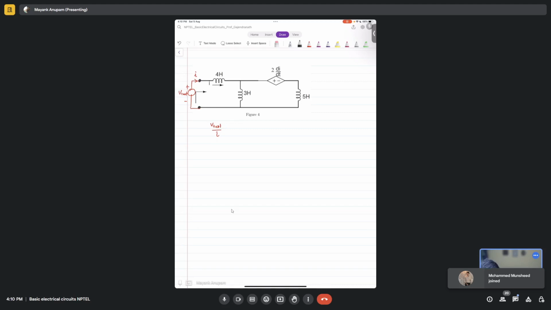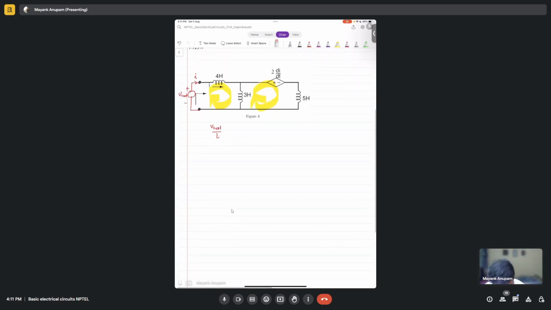Yeah, go on. Anyone? What should I do first? Okay, first I need to find which are the loops here, right? Yes, there is one loop in this direction, and there is one loop in this direction. There are two loops. You can also consider this as a loop, but there are only two independent loops, right?